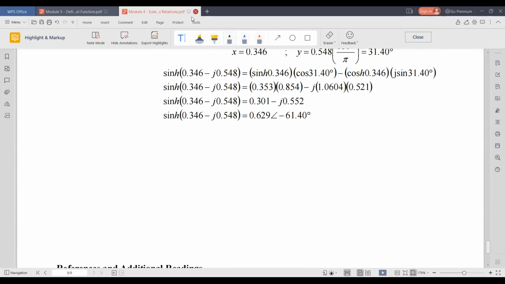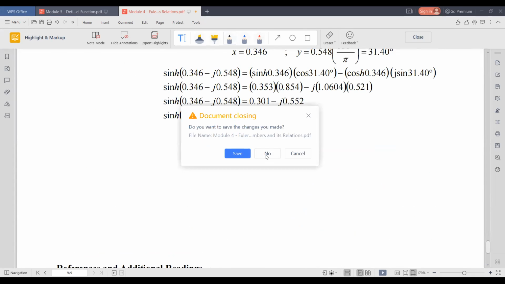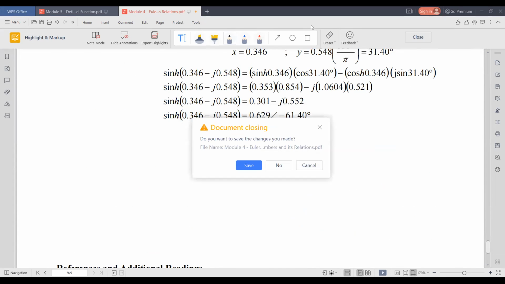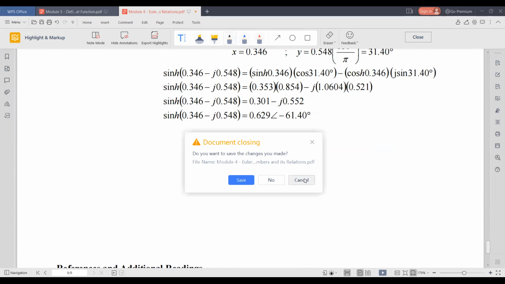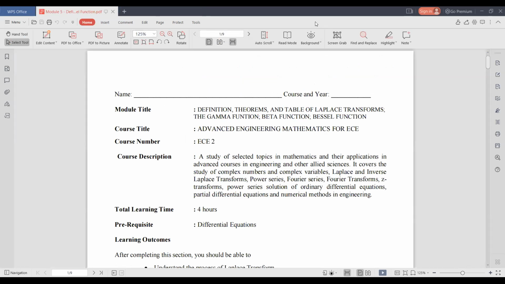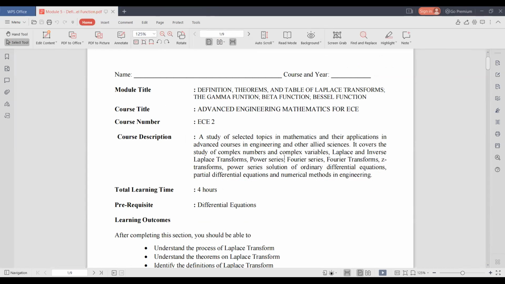Okay, so let's go to our next topic. I hope na-clarify nyo ang video natin, ang recorded discussion. Okay, so let's go now to the definition. So this is just the introduction of Laplace transform.